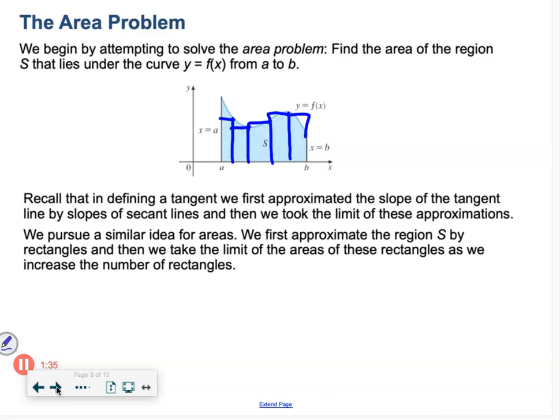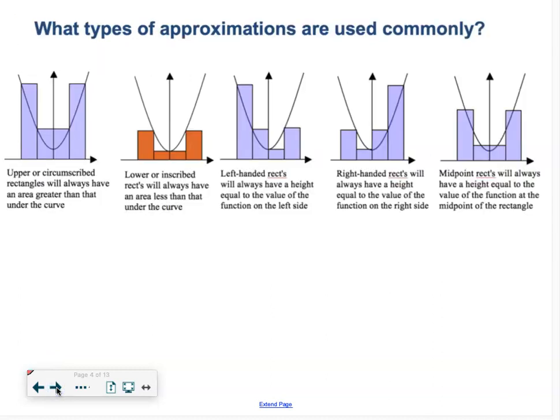Now there are different types of rectangles, and the type that we use changes how the approximation is calculated, but for the most part, all of these are just approximations. So let's take a look at the different types. There are basically 5 different types of rectangles that you can use. So the first type is called upper or circumscribed rectangles.